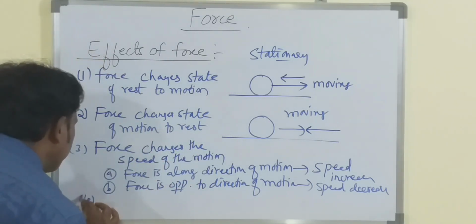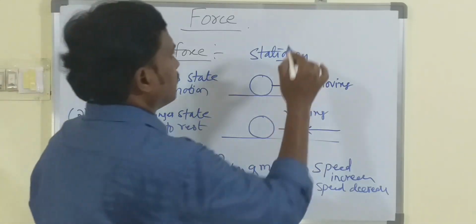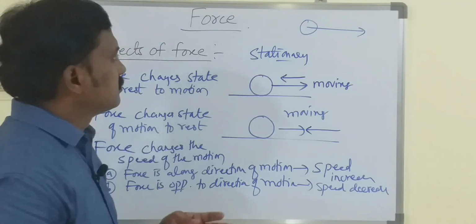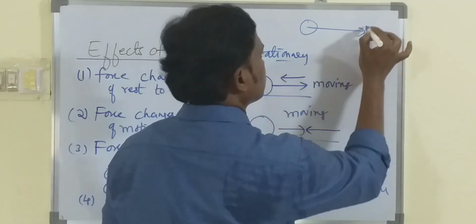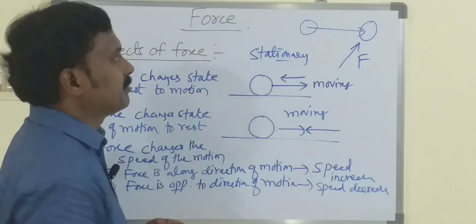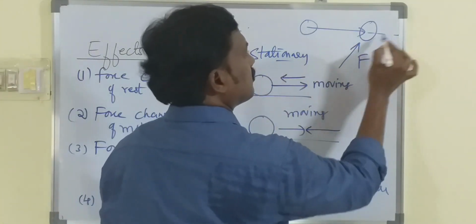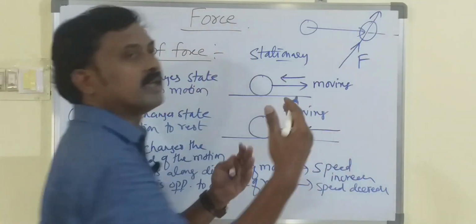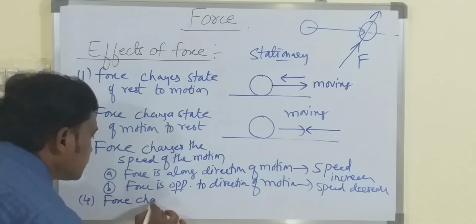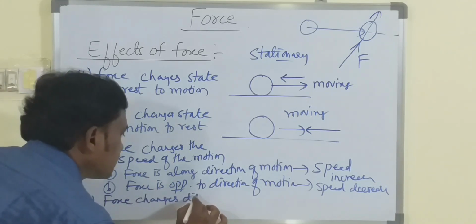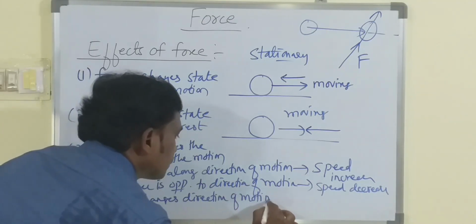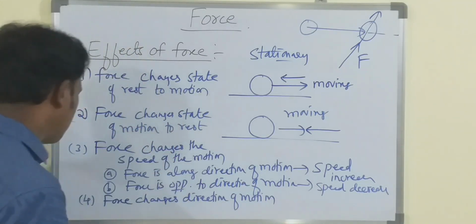Next, let me say that the ball is moving in this direction, and somebody is applying a force. So when the ball comes here, somebody is applying a force in this direction. Then this ball, instead of going in this direction, starts moving in some other direction. So we can say force changes direction of motion. It changes direction of motion.